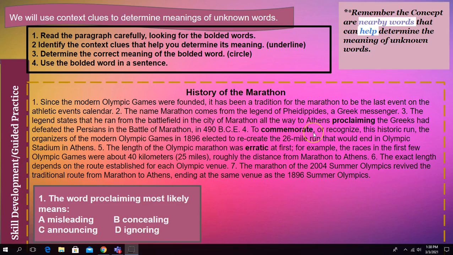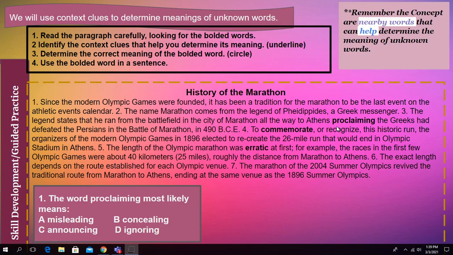So let's look. If I'm ignoring something, that means I'm not paying any attention to it, right? So let's look at how this word is being used. It says proclaiming the Greeks had defeated the Persians. Now, am I ignoring something? Is that something that I should ignore? No. Is it something that I should conceal? Conceal means hide.